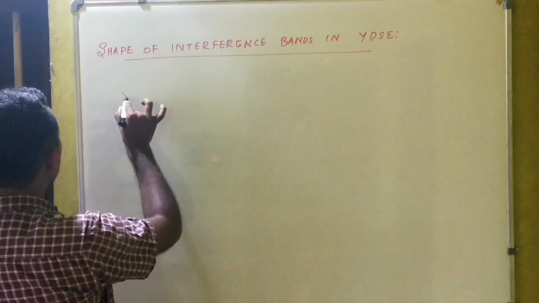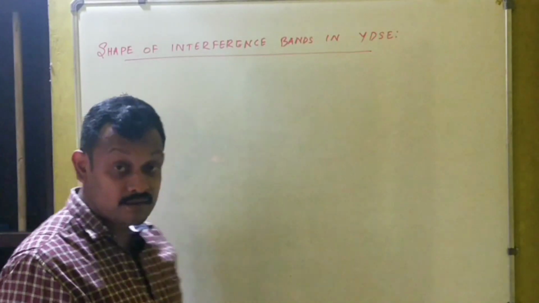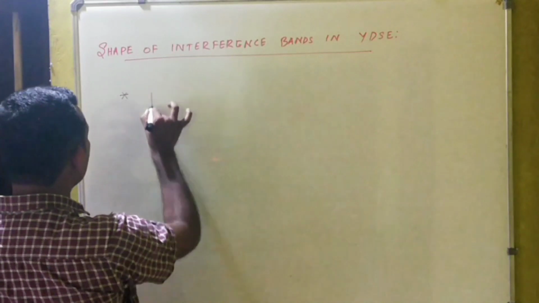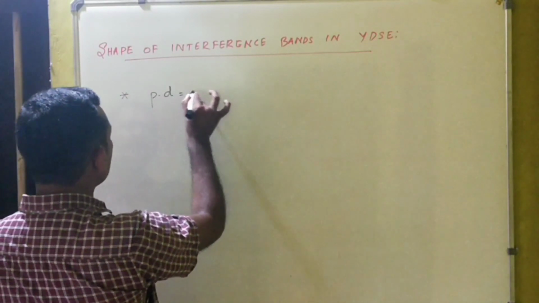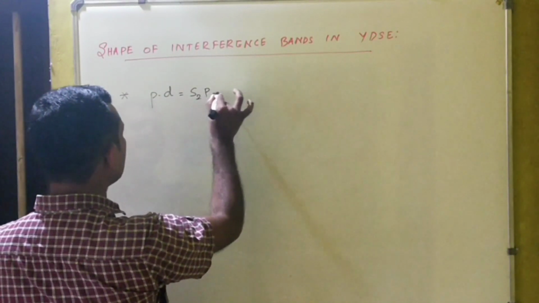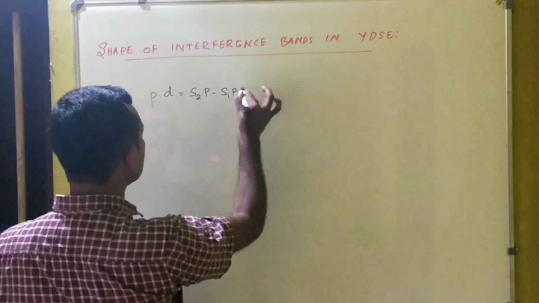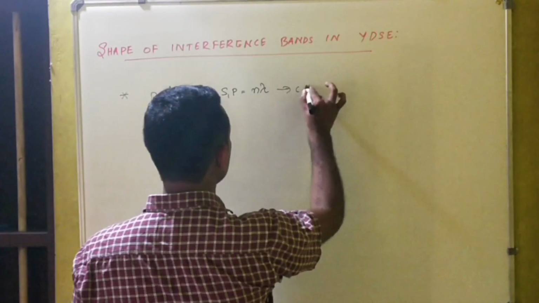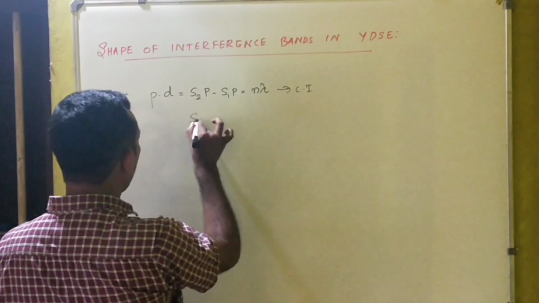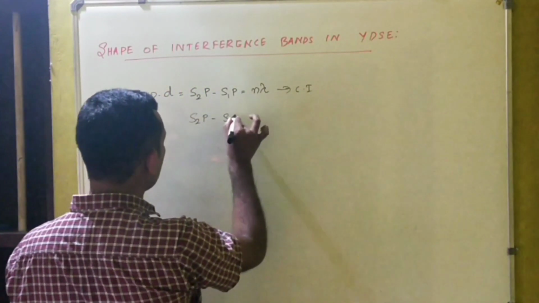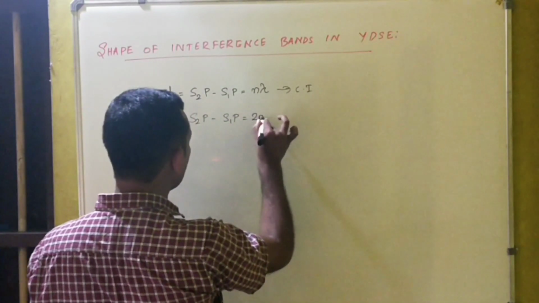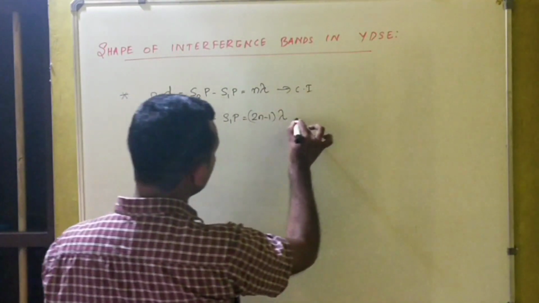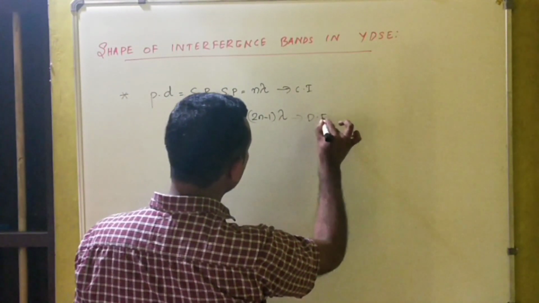Now it's a very important question because most of you make mistakes in the entrance examination. We got path difference: S2P minus S1P is equal to n lambda. This is the condition for constructive interference. Or S2P minus S1P is equal to (2n minus 1) lambda/2. So this is the condition for destructive interference.